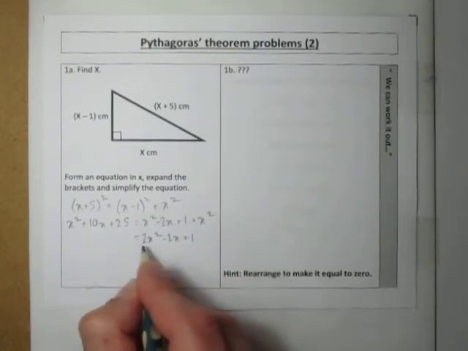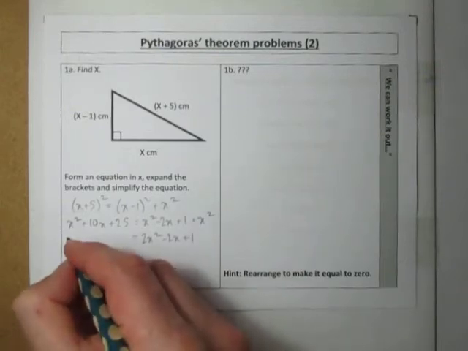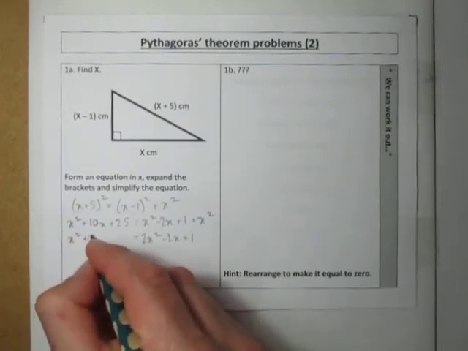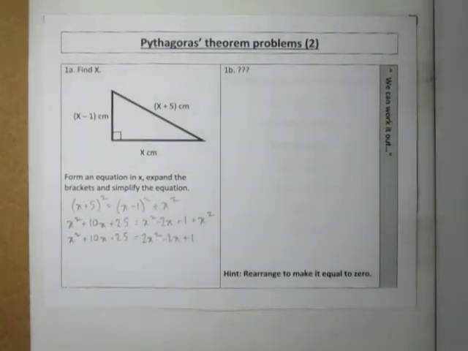That is as simple as I can get that side, remember, because I can only collect together like terms. And similarly, over here, I've got x squared plus 10x plus 25. That is as simple as that left-hand side will get. Now, what do I do next?